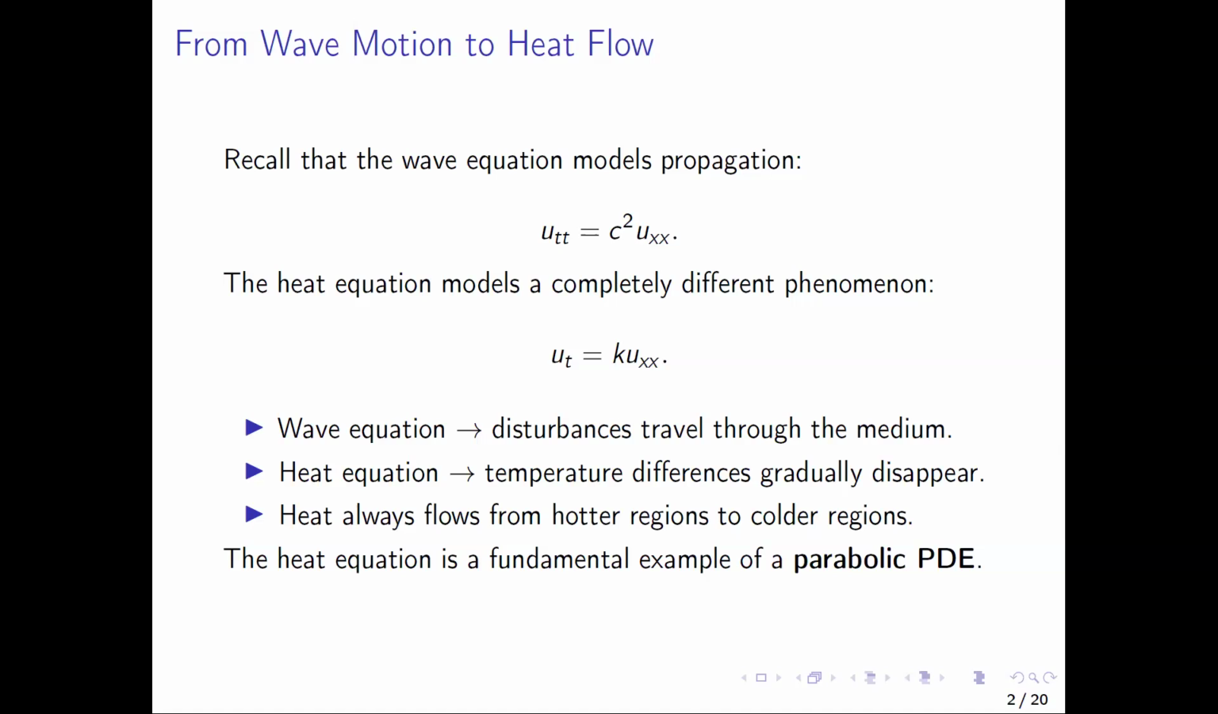If you are considering heat, it's a simple fact for all of us that heat flows from hotter regions to colder regions, and in the end, you reach an equilibrium between hot and cold. So the heat equation is a fundamental example of a parabolic PDE, which means that if you do a discriminant analysis, your discriminant will be zero.